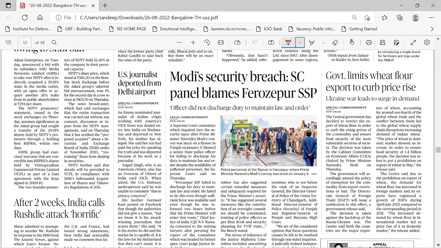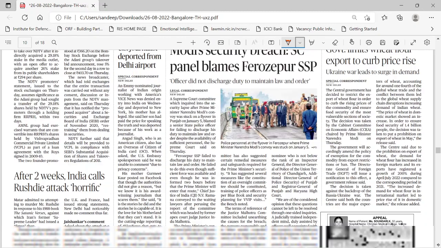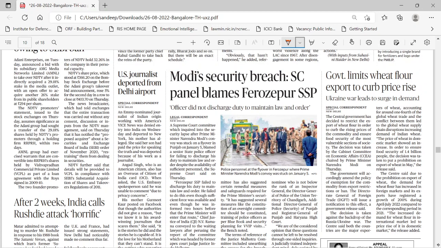Next, US journalist deported from Delhi airport, not required. Modi's security breach, Supreme Court panel blames Ferozpur SSP. Officer did not discharge duty to maintain law and order. So, you might have heard Prime Minister Modi visited Punjab, and when he visited, farmers were protesting. Normally, when a convoy of the Prime Minister moves, nothing must be there. It is a security concern, not only for this Prime Minister, for any Prime Minister.